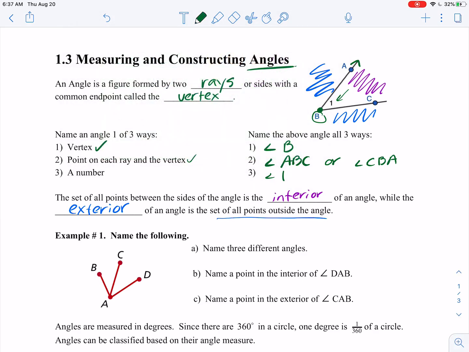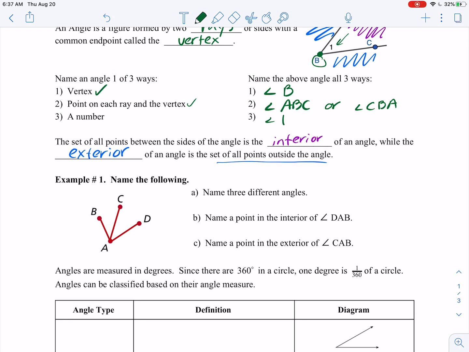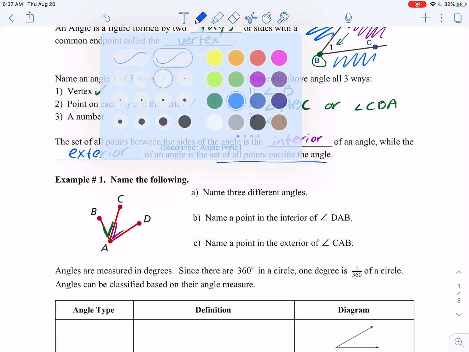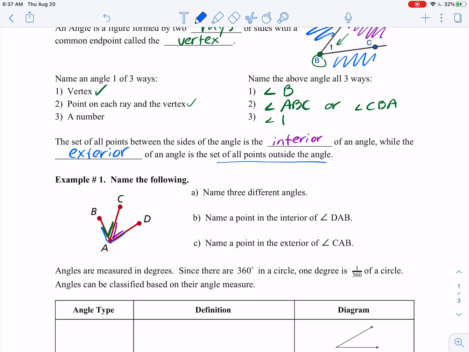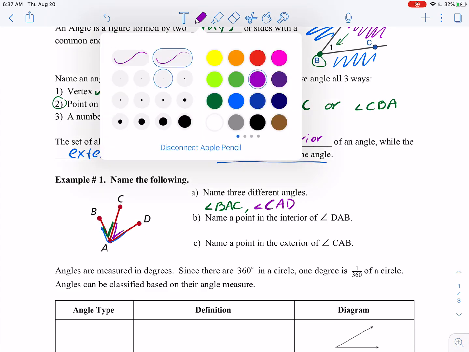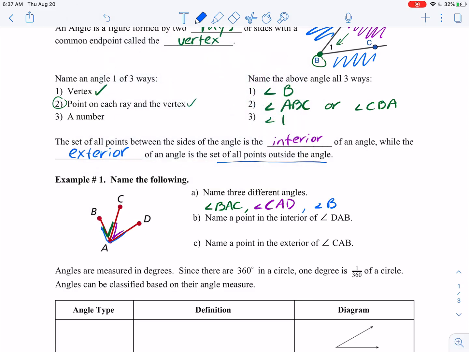All right, let's try an example together. Here we have multiple angles, all with that vertex A. We have this smaller angle, we have another smaller angle, and then we have this large angle that makes up both of them. So that might help you answer number 1, where we would like to name 3 different angles. You would need to use this method, the point on each ray and the vertex, because multiple angles are using vertex A. So we could say angle BAC, that would be the green one. The purple angle would be angle CAD, and then the larger blue angle would be angle BAD.